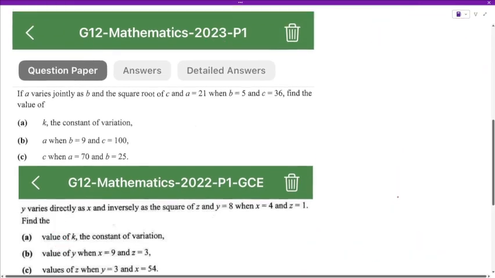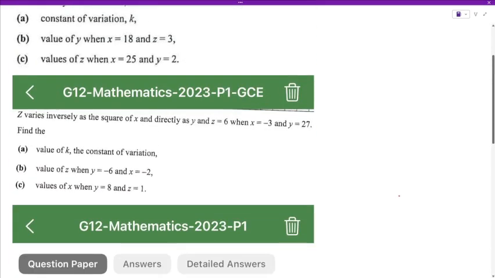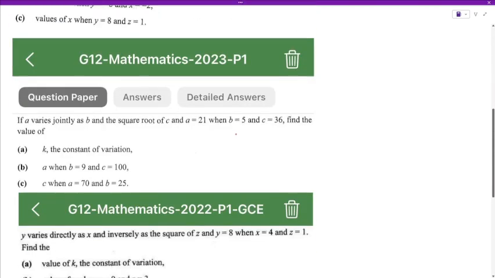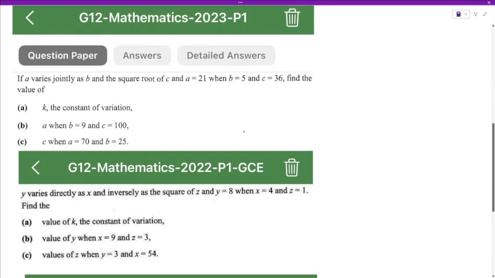We proceed to the next example, which is saying z varies inversely as the square of x and directly as y. Okay, this one, let's do it later. I don't want to confuse people, it's a bit different. Let's go to this one for now, so that once everything sinks in, we can go back to the one that is a bit differently phrased.